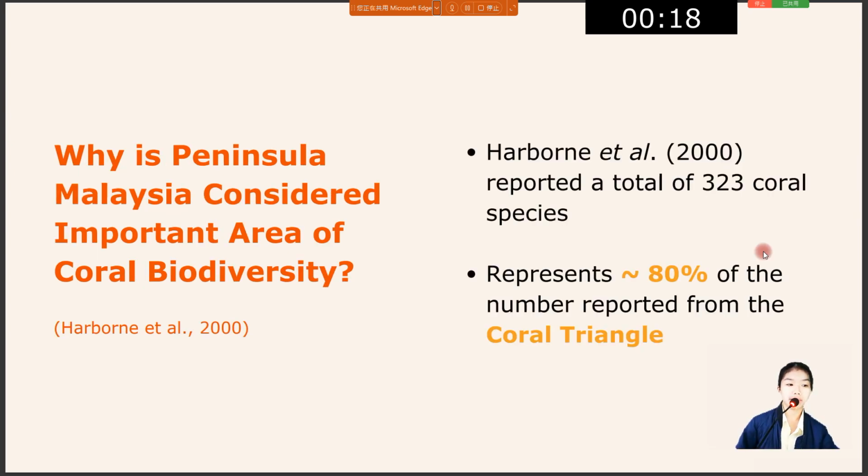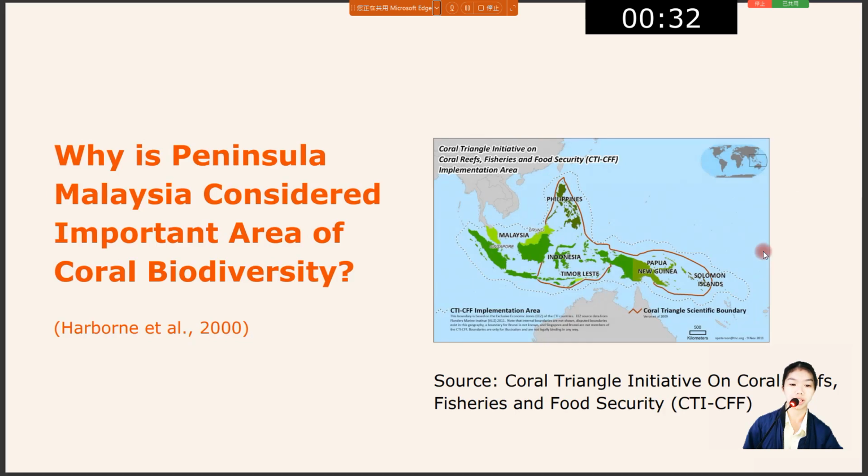Why is Peninsular Malaysia considered an important area of coral biodiversity? Because it has recently reported a total of 323 coral species. This represents approximately 80% of the number reported from the Coral Triangle. The Coral Triangle includes countries like the Philippines, Malaysia, Indonesia, Timor-Leste, Papua New Guinea, and Solomon Island. And why are the Coral Triangle numbers so significant? It's because the Coral Triangle represents about 75% of the coral biodiversity.